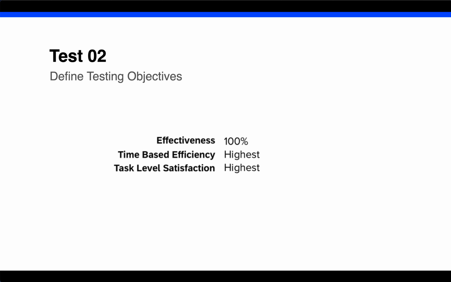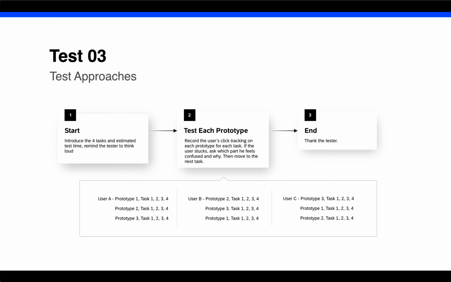And time-based efficiency, I would say, is a bonus. It shows whether it's easy to use, whether it's easy to find, whether it's intuitive. If it's efficient, that's good. If it's not that efficient, we can figure out why, what hindered the user from finding the right approach. The task level satisfaction indicates whether the whole user experience is pleasant. Okay, so then I will introduce my test approach.